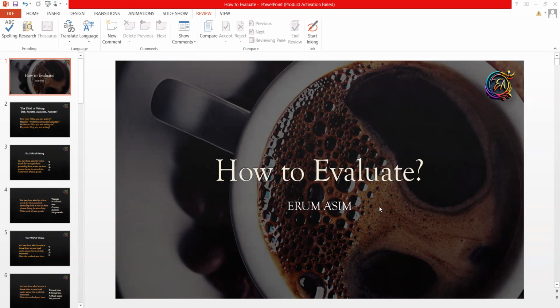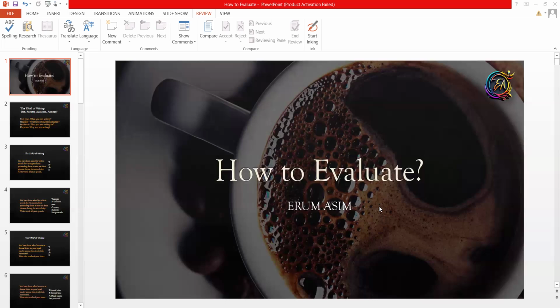My name is Iram Asif, and today we'll learn one important aspect: how to evaluate. It wasn't there earlier for the O Levels, but they have just added it. So why we are going to evaluate and how we are going to evaluate, we'll learn over here. And why is it required?